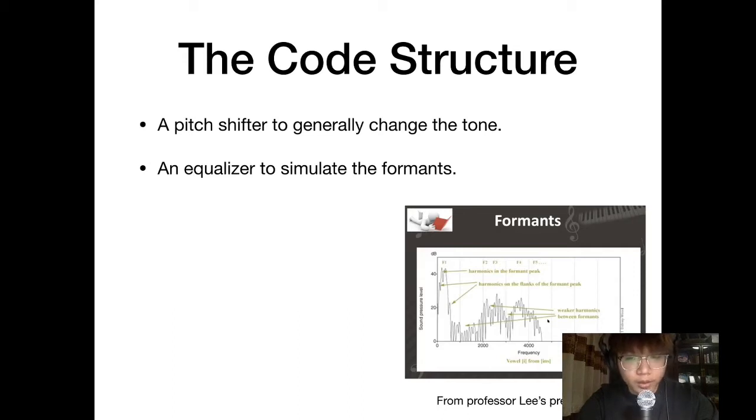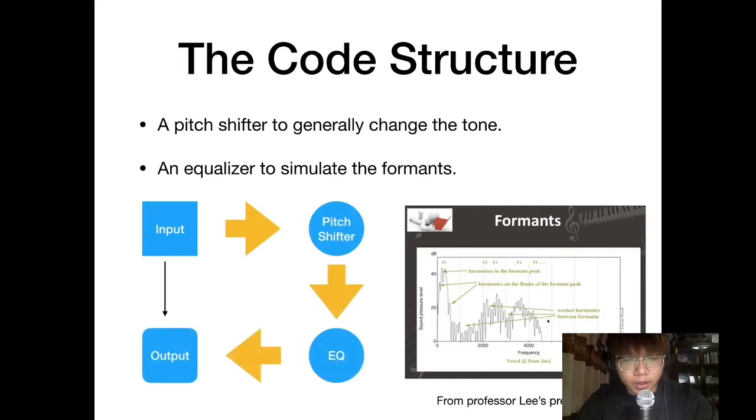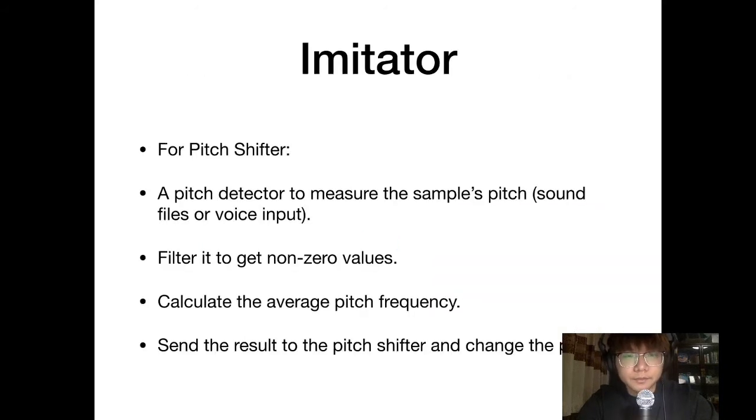You can review what is formants from Professor Lee's presentation. Here's the page of it. From input to output, we need pitch shifter, then it's the equalizer. Finally, we send the signal to the output. Previously, we discussed the pitch shifting part. Right now, we need to talk about imitator.